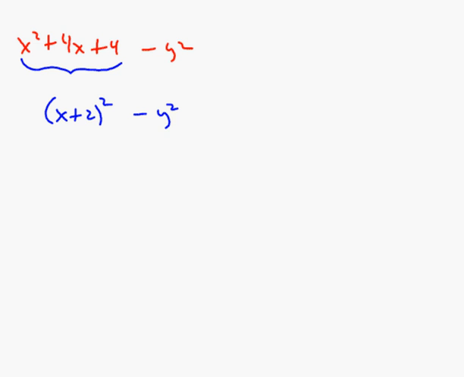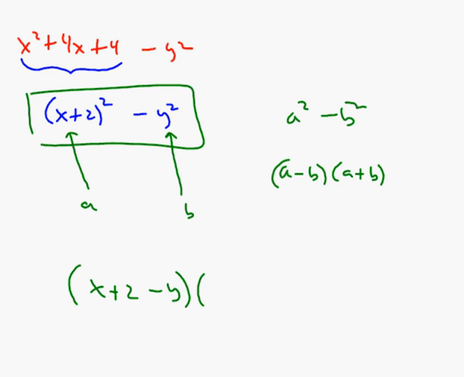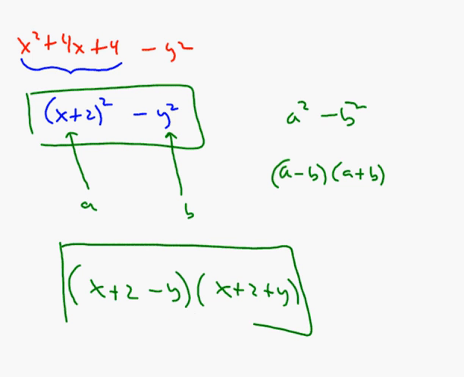Once you have that realization, then you can look at this new expression and realize it's kind of like a squared minus b squared, which we know factors to a minus b times a plus b. Well, if we look at this expression here, it looks like a is being replaced with x plus 2, and b is being replaced with y. So now it's going to be a, or x plus 2, minus b, or minus y, times x plus 2 plus y. And there's no like terms to combine there.